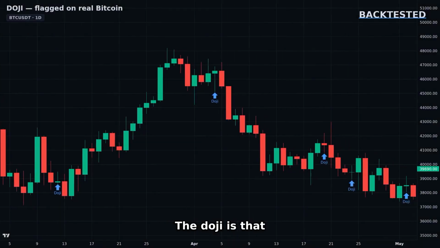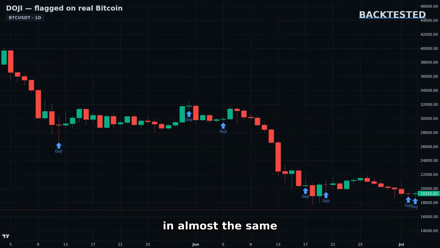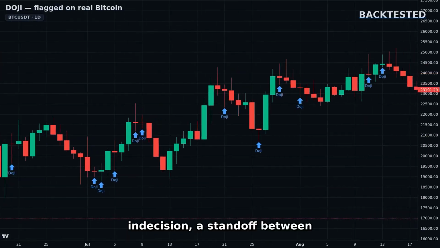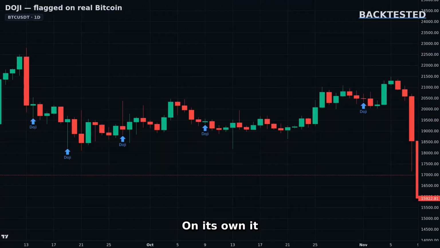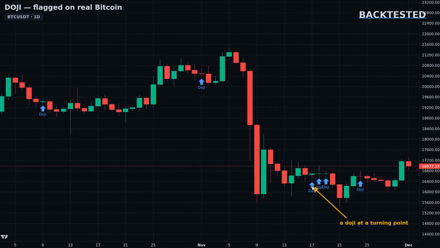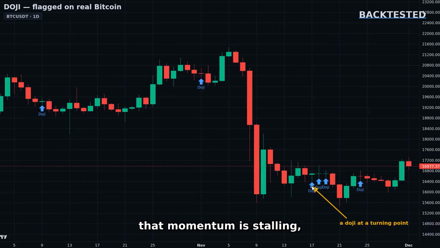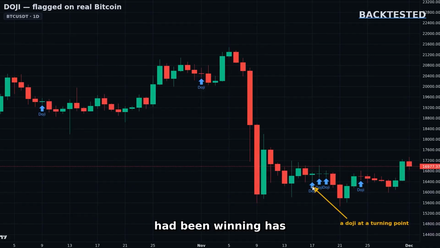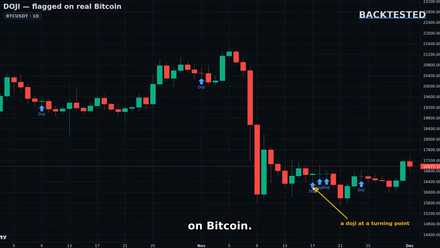The Doji is that thin-bodied candle where the open and close land in almost the same place. Total indecision, a standoff between buyers and sellers. On its own, it means little. Every trend produces a few. But after a strong run, it warns you that momentum is stalling, that the side which had been winning has suddenly met resistance. Here it is flagged on Bitcoin.